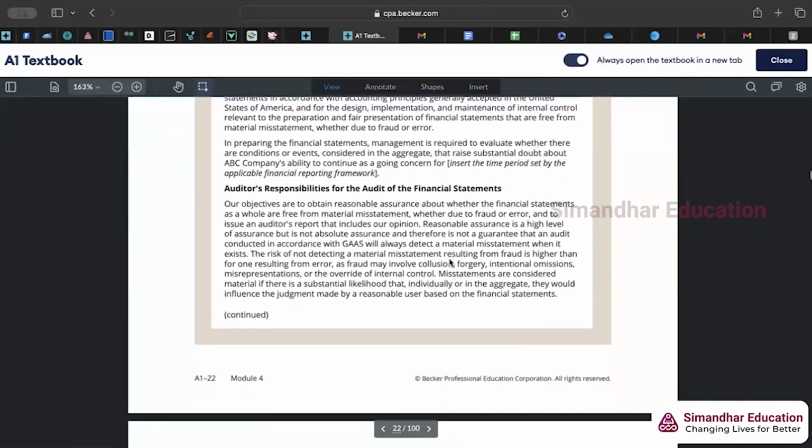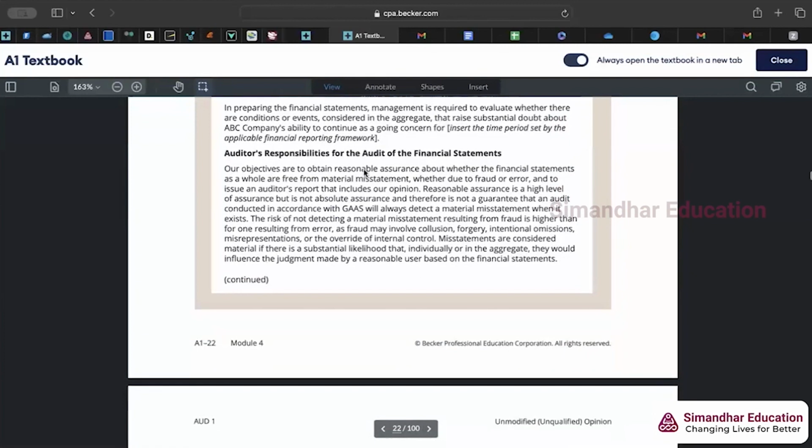Now, coming to the auditor's responsibility. Our objective is to obtain reasonable assurance whether the financial statements are free from material misstatement. Reasonable assurance is a high level of assurance and not absolute assurance. Therefore, there is no guarantee that an audit conducted in accordance with GAAS will detect material misstatements. The risk of not detecting material misstatement from fraud is higher than from error, as fraud may involve collusion, forgery, intentional omission, misrepresentation, etc.